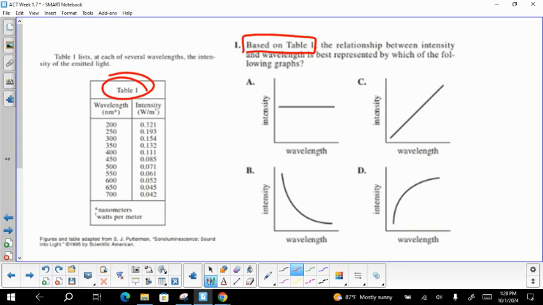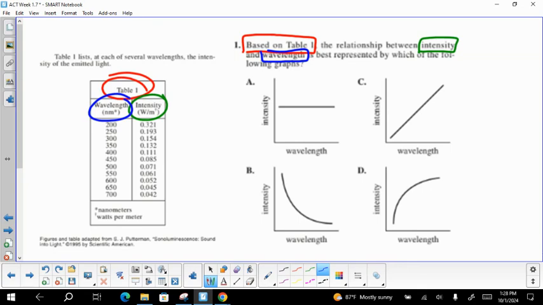Table 1, right there. Okay? So now I'm going to read the question, and it's going to tell me where in table 1 to go look. It says, what is the relationship between intensity and wavelength? So I want to come back over here in table 1. I want to find intensity, and I want to find wavelength. So they want to know what is the relationship between them. You're going to be looking for patterns. You're going to be looking for, do they go in the same direction or do they go in opposite directions?